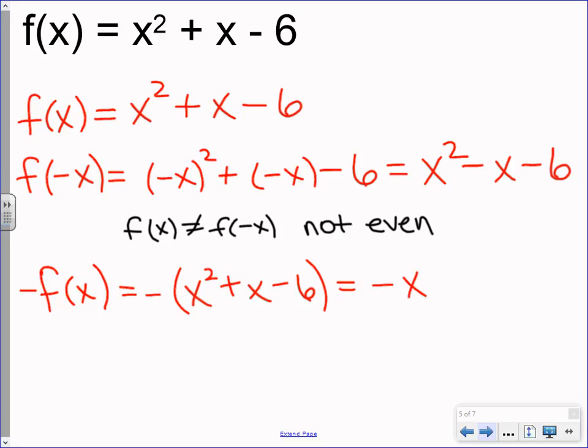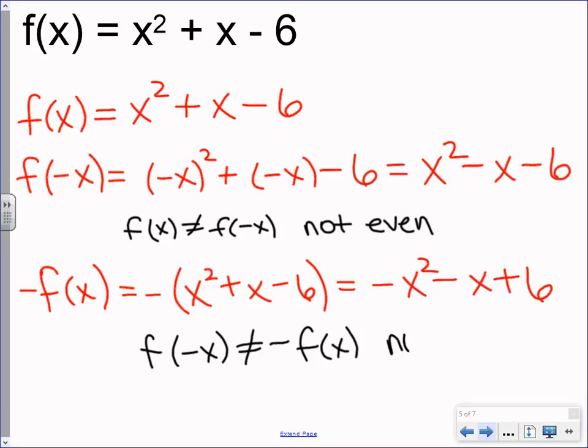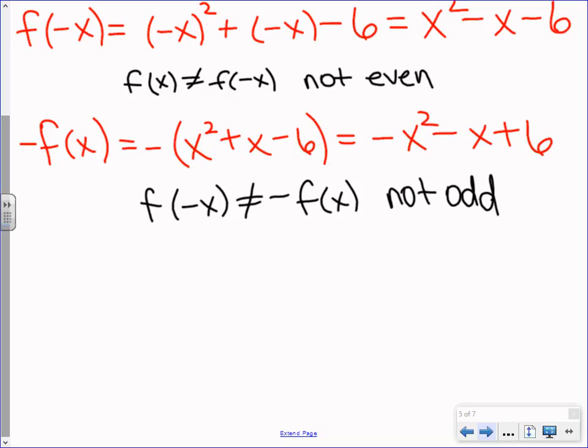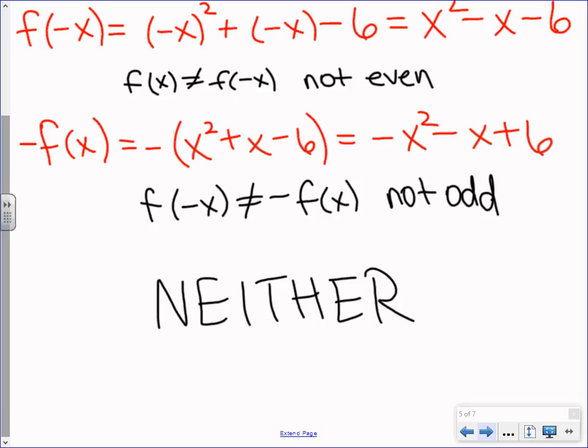Okay. So negative f of x is negative x squared minus x plus 6. Does that match f of negative x? It does not. So f of negative x does not equal negative f of x, so it is not odd. And since it's not odd and it's not even, our answer would be neither.